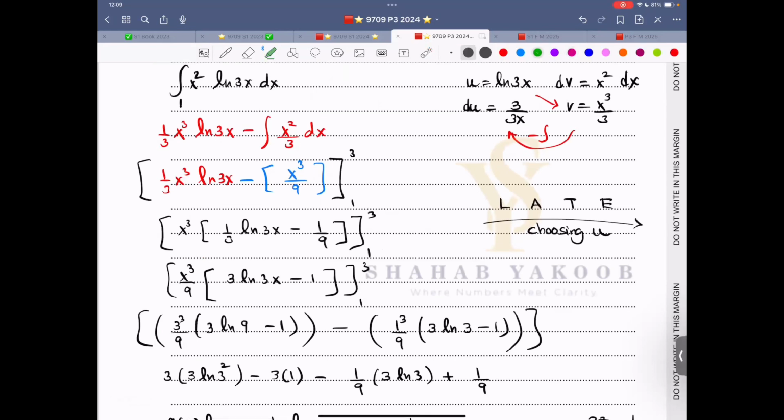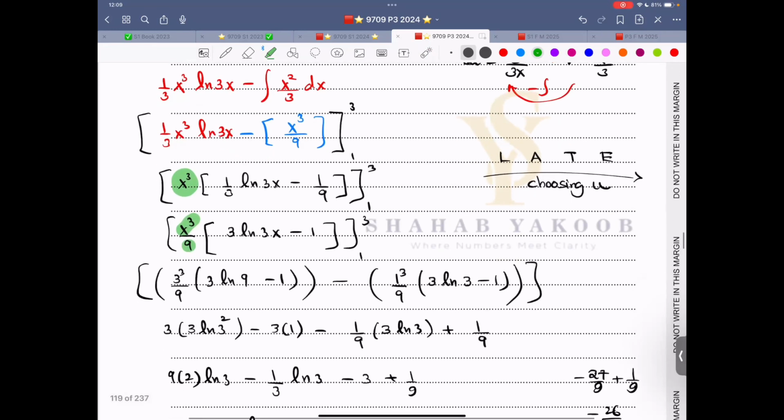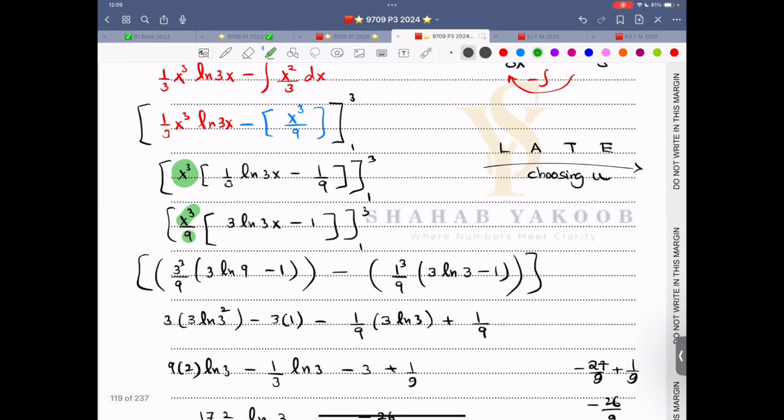And the next thing that I did was to take something common. What have I taken common? I first took x cubed common. And then 1/3 and 1/9, I took 1/9 common. So these are the two things that I've done. And then when we plug in the limit, naturally, the limits will be plugged in this thing also, this as well as this. So make sure you draw proper brackets. And then the limits are there.